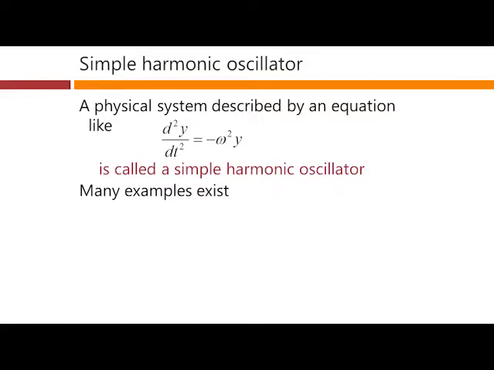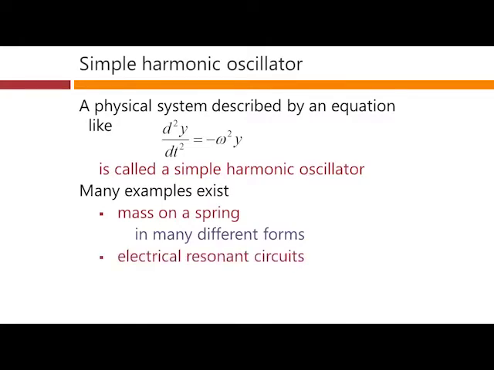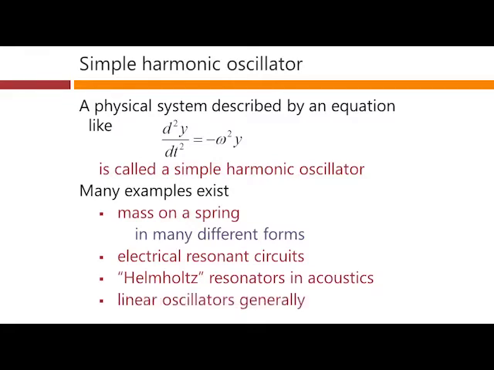We see them all the time in the everyday world. So a mass on a spring in many different forms is a simple harmonic oscillator. Electrical resonance circuits often are simple harmonic oscillators. And there are many examples in acoustics, and I'll show you one of those in a moment, in what are called Helmholtz resonators. And as I said, linear oscillators generally. These are all over the place. So this is a very useful kind of equation, and it's very good that we understand this so simply.